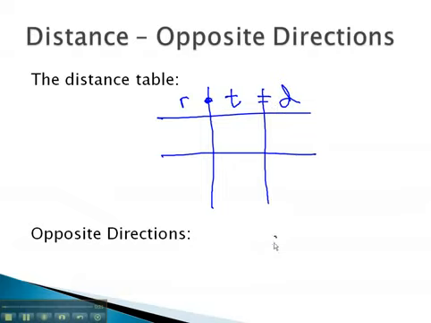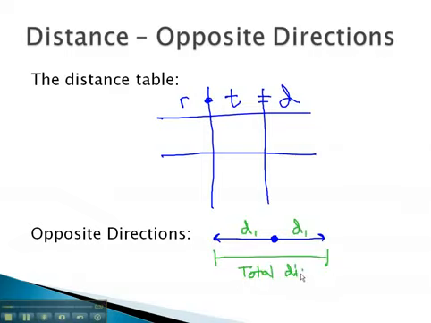If people are traveling in opposite directions, one going to the left and one going to the right, while the distances may not be the same, the first distance and the second distance will give us a total distance. We will add the distances together. So let's take a look at an example where we do just that.